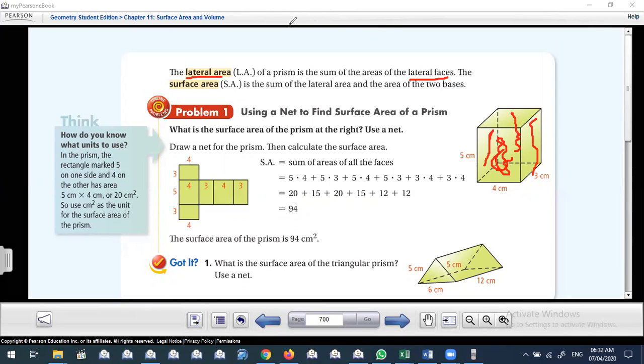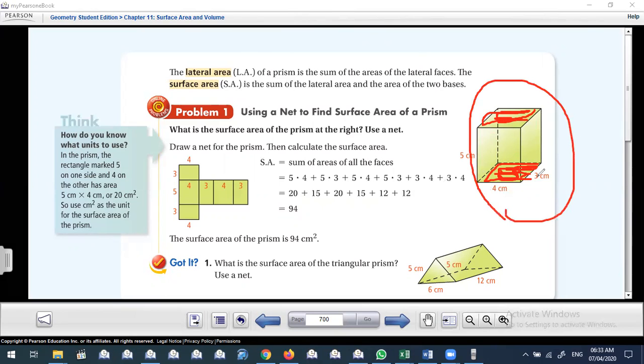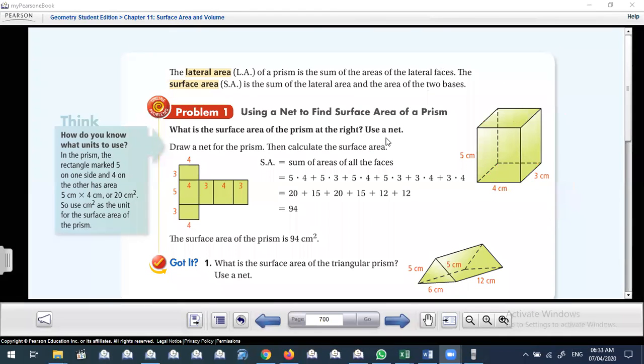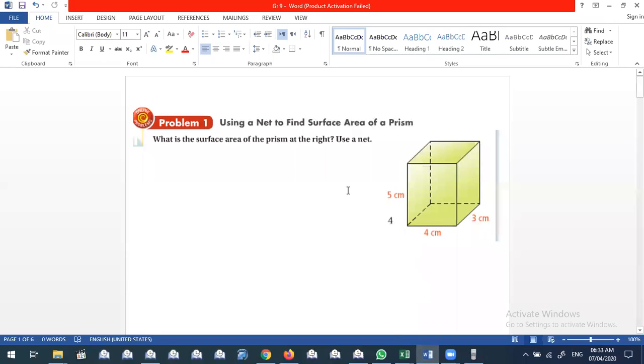Except the base. So I can find the lateral area by finding the sum of all areas of the faces except the bases. This is base number 1 and this is base number 2. I can't find it, so I will find the 4 faces. Surface area, I'm going to find the sum of areas of all faces of the solid. All faces of the solid. Let's start our exercise to understand this well.